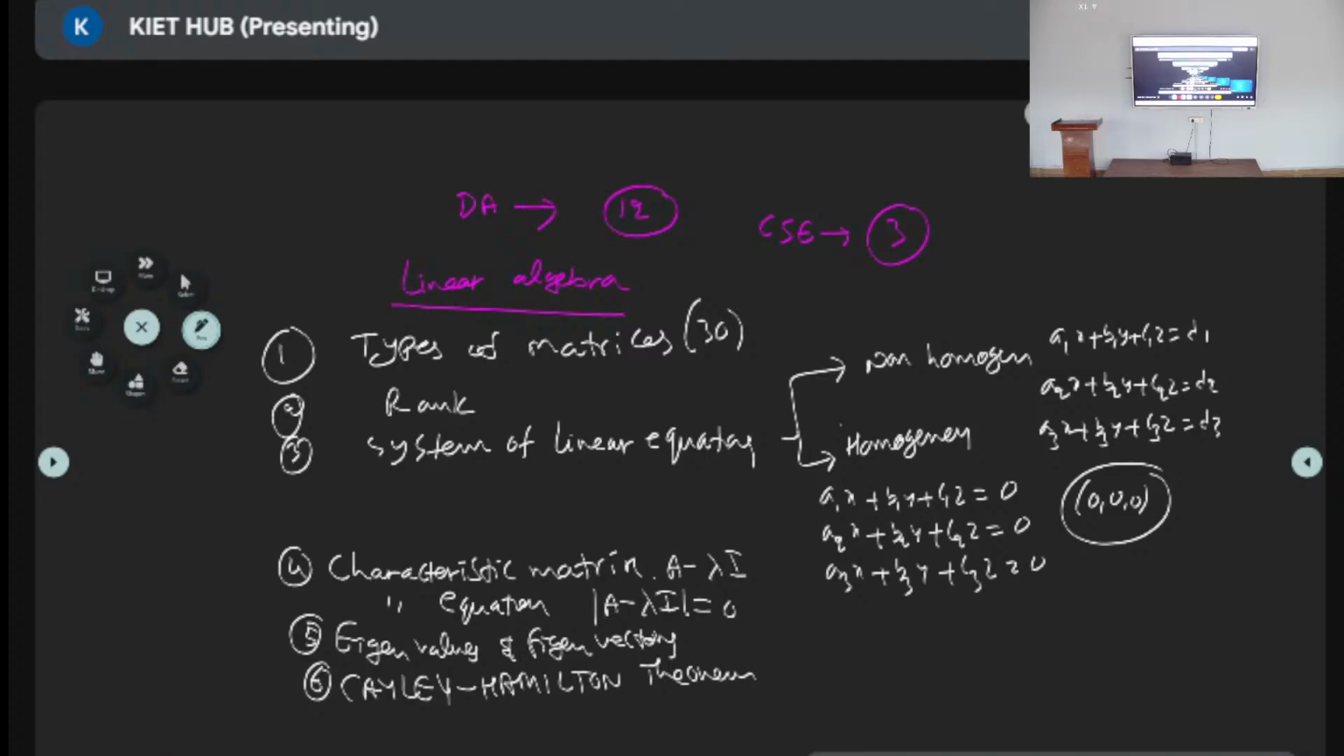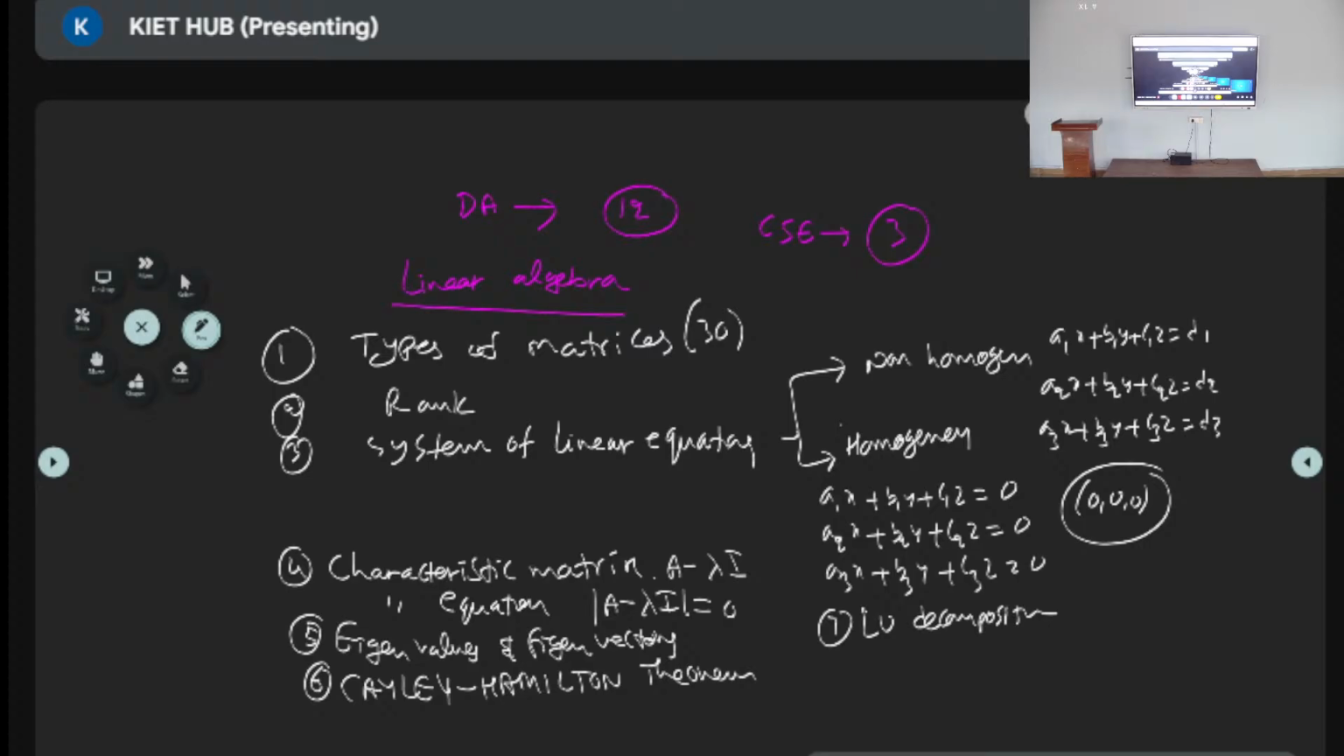And if you observe the seventh one, LU decomposition. LU decomposition is a small topic. What is LU decomposition? Every square matrix can be expressed as the product of a lower triangular and an upper triangular matrix.